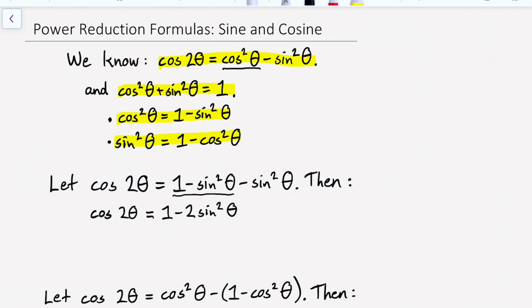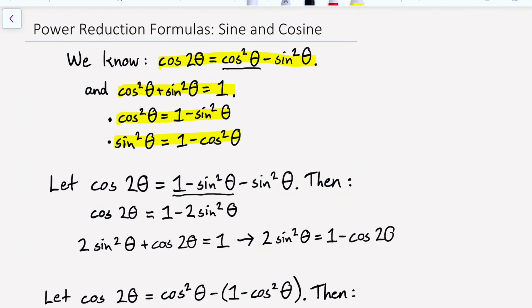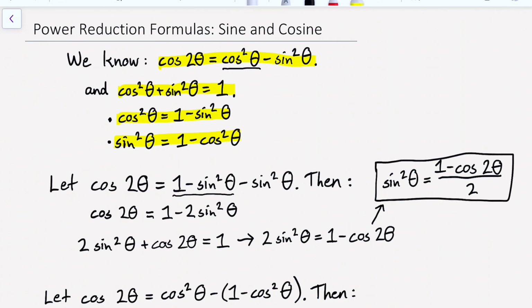Let's attempt to solve this for sine squared. So I'm going to add 2 sine squared to both sides of the equation, and I'll get 2 sine squared theta plus cosine of 2 theta equals 1, or 2 sine squared theta equals 1 minus cosine of 2 theta, and then divide by 2, and we get the following identity. Sine squared of theta equals (1 minus cosine of 2 theta) over 2.